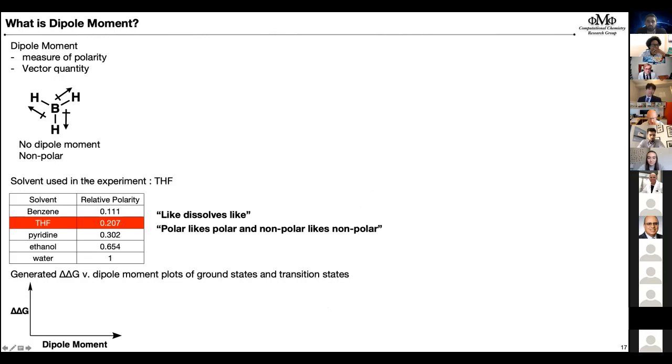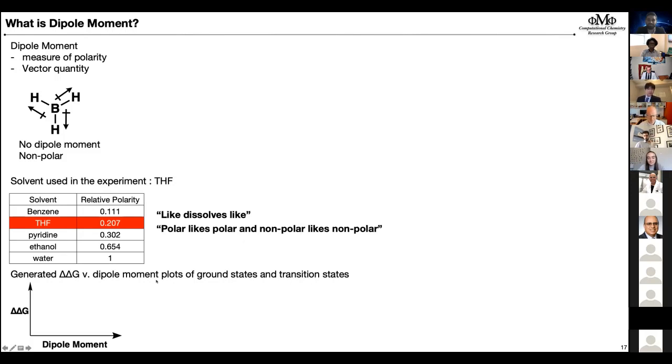Going back to our reaction, the solvent that was used in the experiment was THF. Based on the relatively low polarity of THF, we hypothesized that conformers of ground states and transition states that exert high dipole moments will be higher in energy, because complexes with high dipole moments will experience repulsion in the THF solvent. In other words, high dipole moment complexes will dislike the relatively nonpolar THF solvent, which relates to the phrases that you might have come across in your chemistry lectures in the past: like dissolves like, polar likes polar, and nonpolar likes nonpolar.